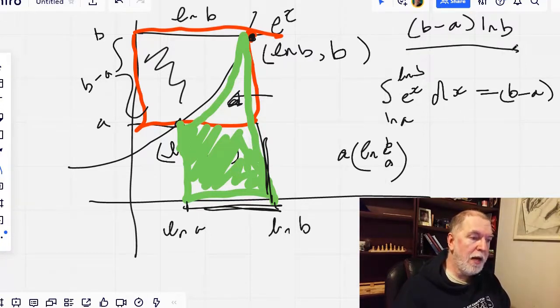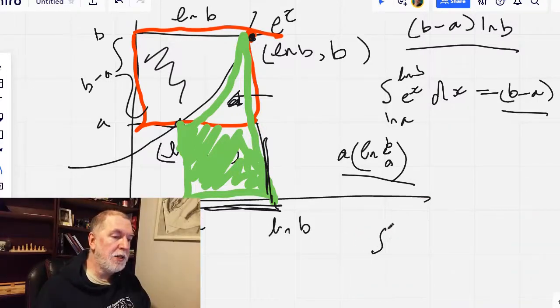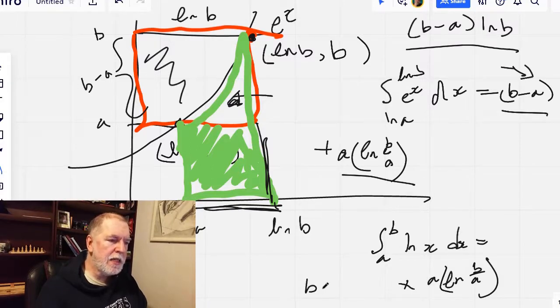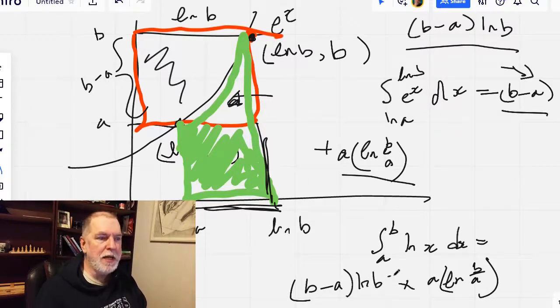So multiply this, minus this, plus this again. So that is actually our between b and a. And this I'm going to simplify because we got b minus a here, and then we're subtracting b minus a. So let's just make that b minus a times log of b, and that's minus 1, not b minus 1, but log of b minus 1. Add that to a log of b over a, and that's our solution.